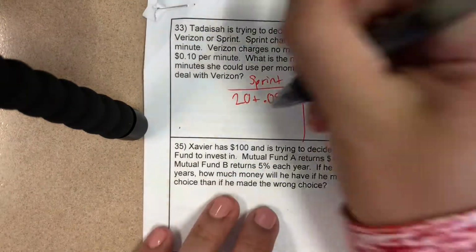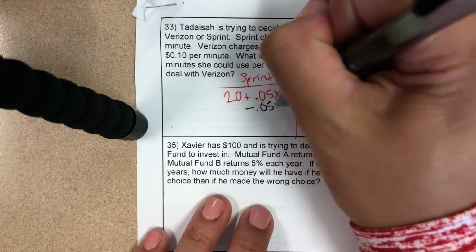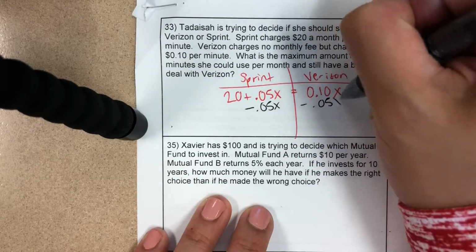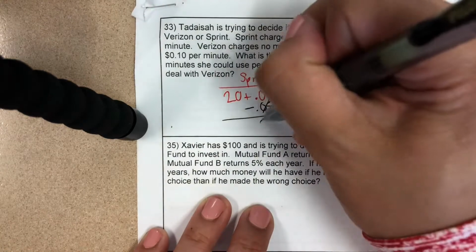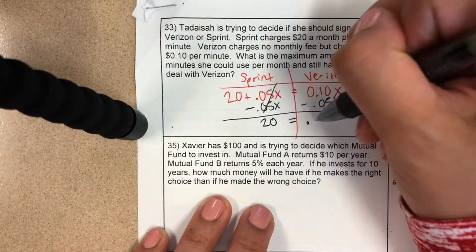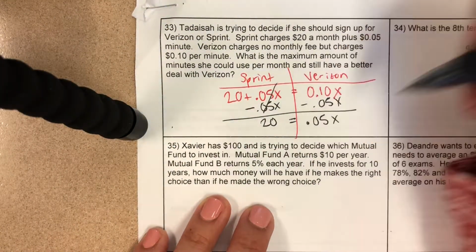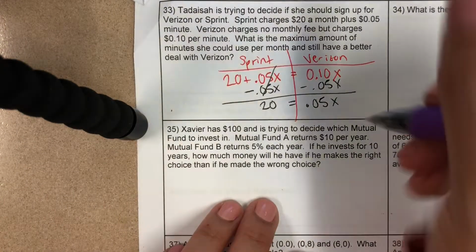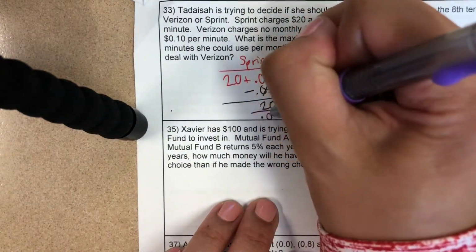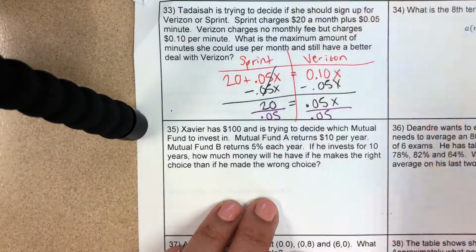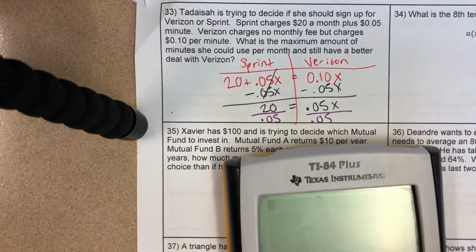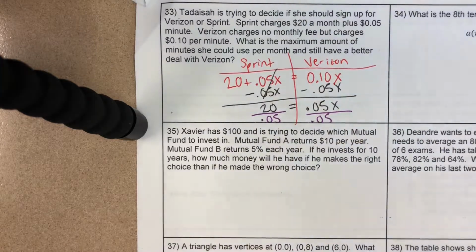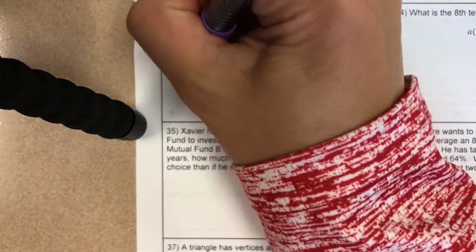If I solve this, I can subtract 5 cents from both sides. Canceling this, leaving 20. This is 0.05x. And then my last step, to get x by itself, divide by 0.05. When I do that, 20 divided by 0.05 is 400. So my x value would be 400.